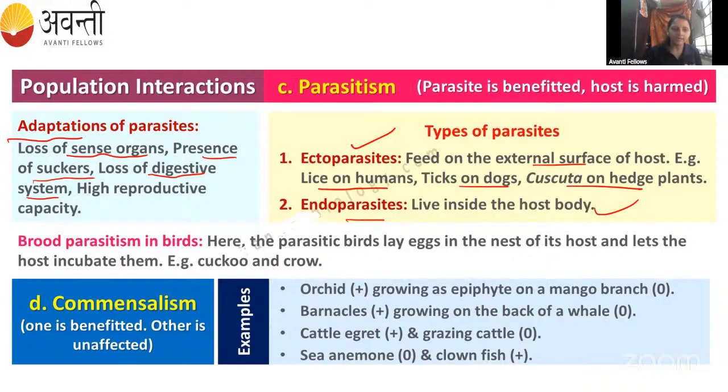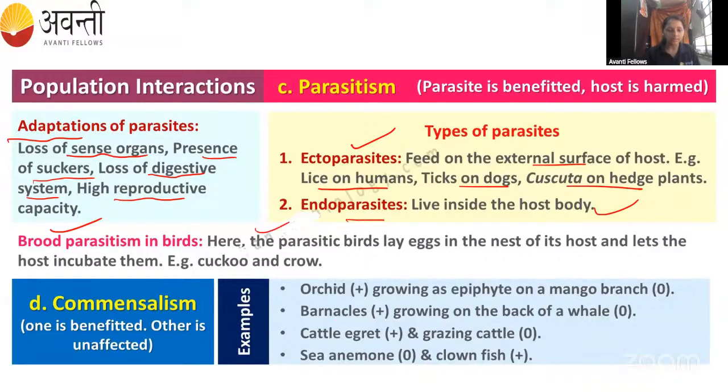That's why, and the high reproductive capacity, because it has to maintain its number in the host, no? So that's why. Then another one, brood parasitism in the bird, where you know the cuckoo is going to lay the egg in the nest of the crow. So what is happening here? The crow is going to incubate that egg, and it is going to be hatched by the crow only, right? So energy of the crow is utilized for hatching the cuckoo egg, right? So that is called brood parasitism.